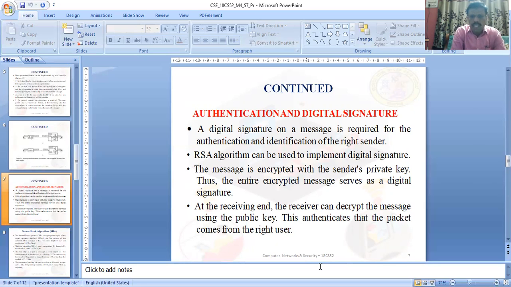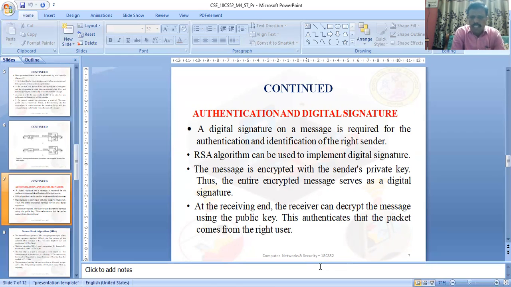The message is encrypted with the sender's private key, and thus the entire encrypted message serves as a digital signature. Before sending, the message should be encrypted using the sender's private key. At the receiving end, the receiver can decrypt the encrypted message using the public key.